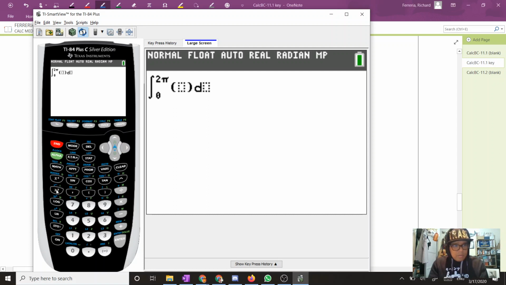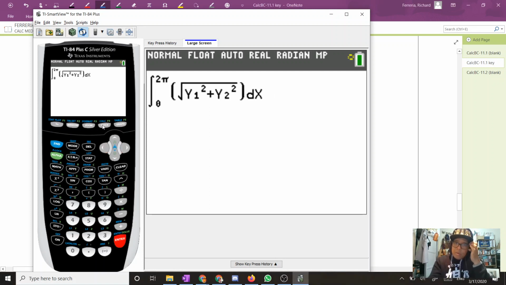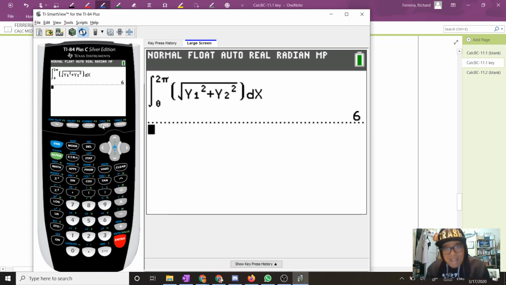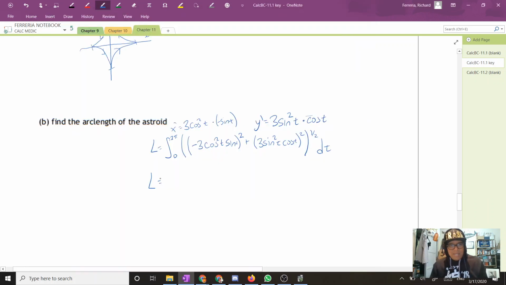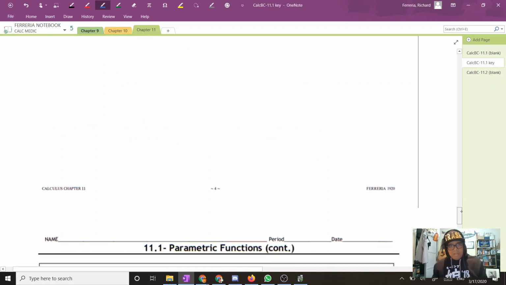Cool. y1 squared plus y2 squared, dx. Ooh, look at that calculator go. All of that for 6. Okay, so the arc length is 6. Isn't that exciting? And that's the end.